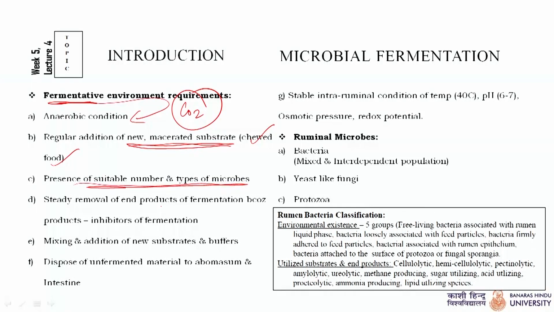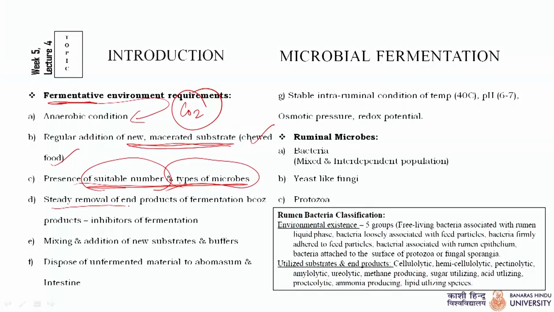Then the presence of a suitable number of microbes as well as the type of microbes. We'll see what the different types of microbes are. There are many types of microbes present in the rumen, such as bacteria, fungi, and protozoa, in addition to other microbes. So a suitable number of microbes is needed, as well as the type of microbe required for a particular diet, so that digestion can be achieved at its maximum limit.